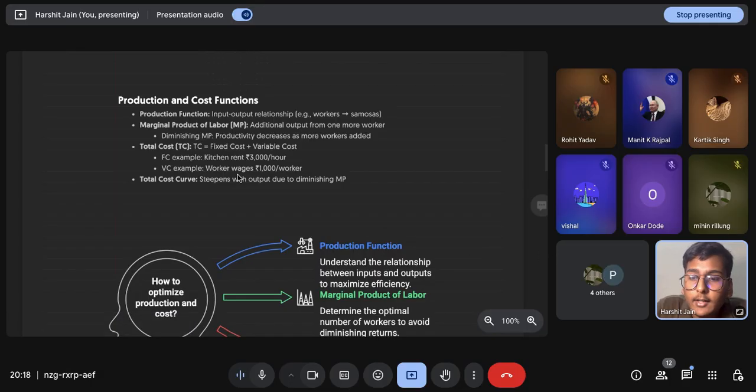Next is the production and cost function. A production function shows the relation between output and input, for example, the number of workers making samosas.